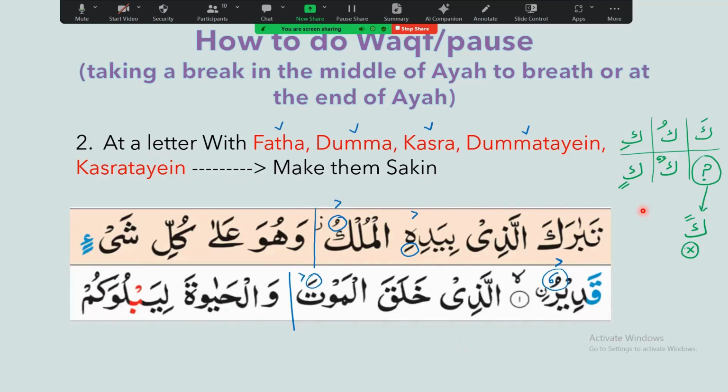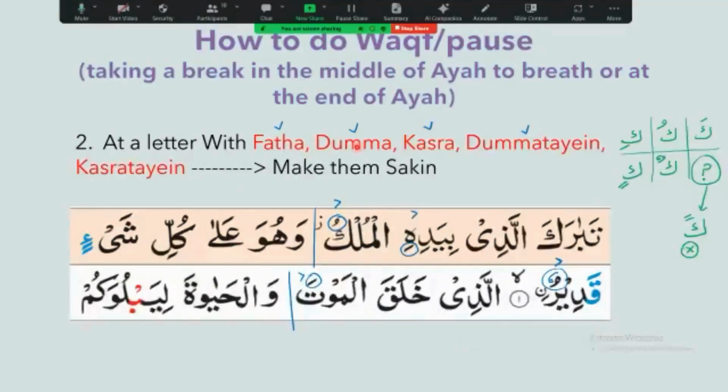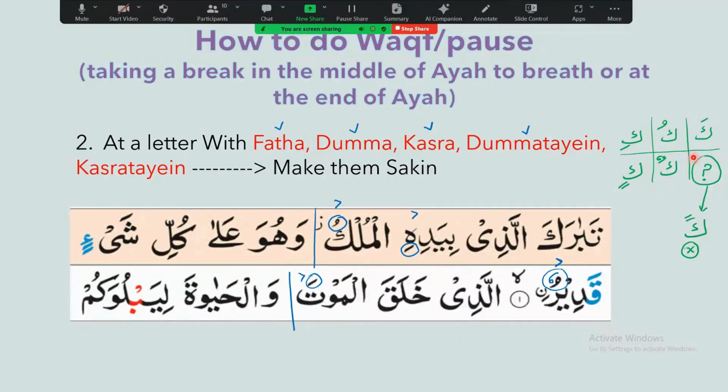The second point says that if you take a break at any letter with a fatha, dhamma, kasra, dhammatain, or kasratain at the end, let's see them one by one. This rule has 5 points to it: fatha, dhamma, kasra, dhammatain, kasratain. We have skipped fathatain, which comes in the next rule. So if we stop at any word which ends with these symbols, we will make them sakin. First, let's see the example with fatha.